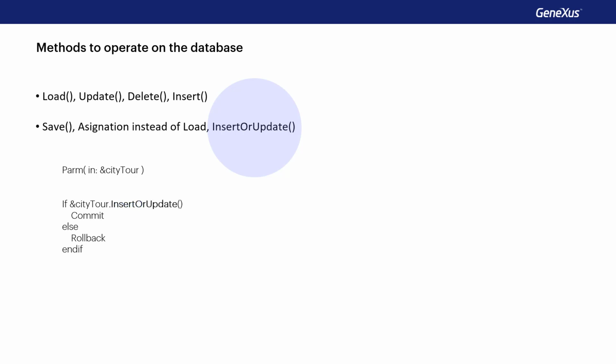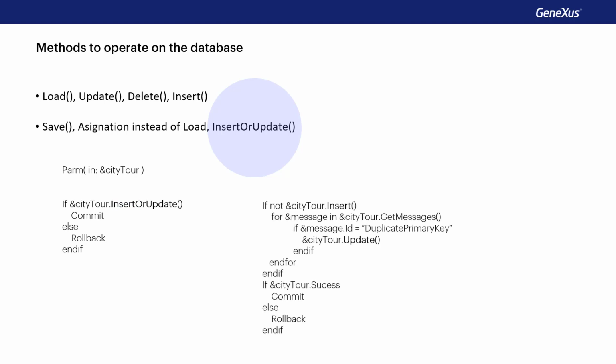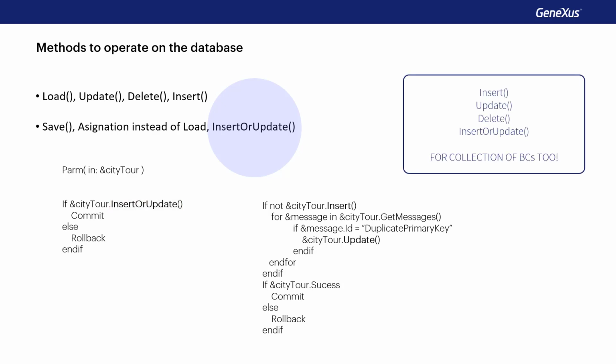The insert or update method saves us from having to program both possibilities ourselves. That is to say, try to insert, and if that fails because of a duplicate key, and not something else, then try the update. This is exactly what insert or update does. Also, remember that insert, update, delete, and insert or update can be used on the variables of the business component collection type, which is the other case where this last method will be very useful.